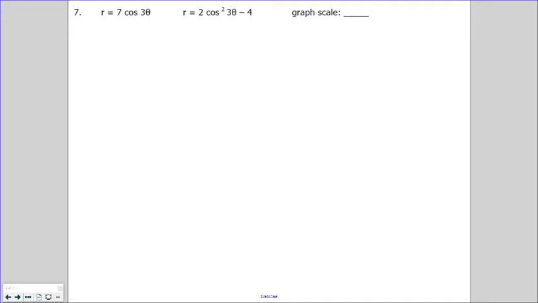Okay, so for number 7, we're actually going to do the algebra first. If you take a look at the two equations, we've got 7 cosine 3 theta and 2 cosine squared 3 theta minus 4. Now, the one on the left, that's a polar flower. We know we have 3 petals because the value of B is 3, it's odd, and then an amplitude of 7. So we're going to extend out to 7 as our maximum petal tips.